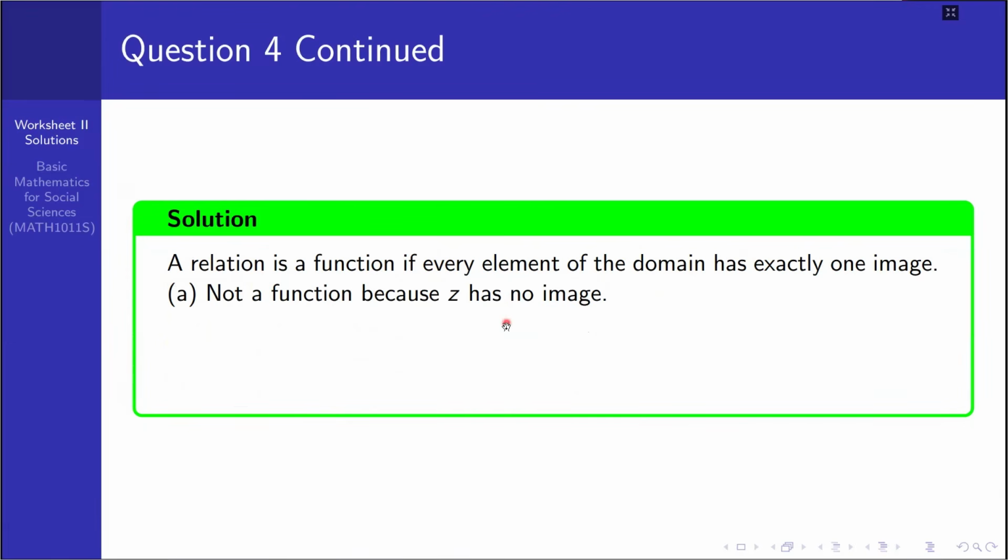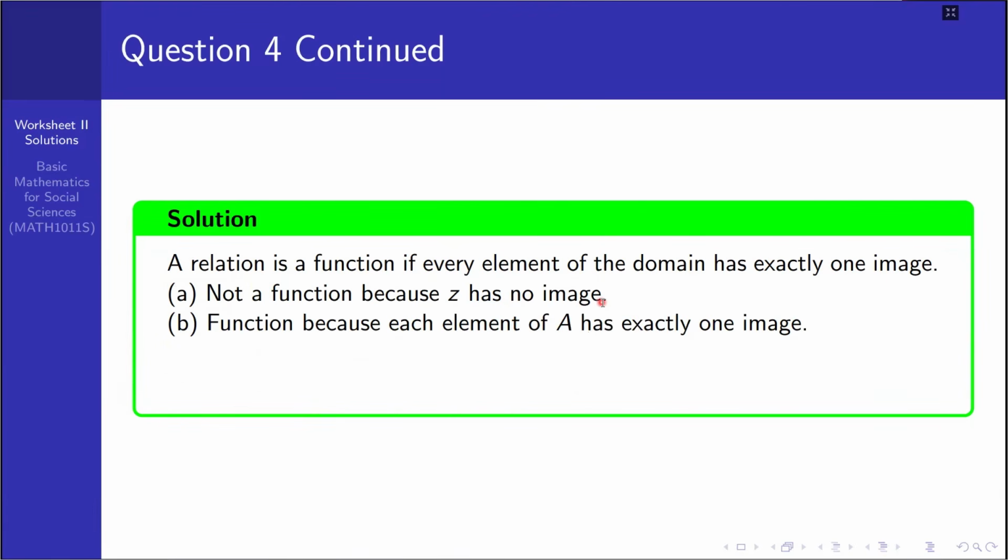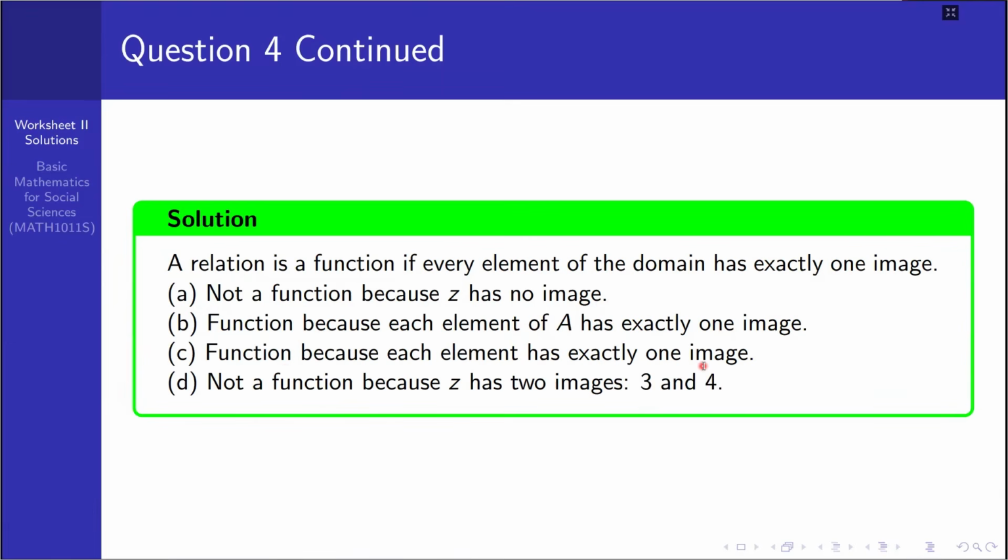Therefore, A is not a function because Z has no image, which means the domain is not A. B is a function because each element of A has exactly one image. C is also a function because each element has exactly one image again. But D is not a function because Z has two images, 3 and 4, which are different. Therefore, this is the solution.